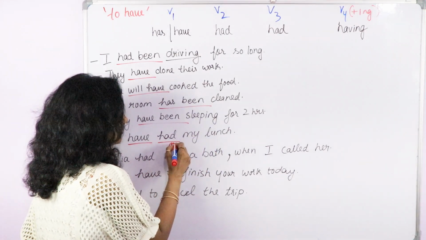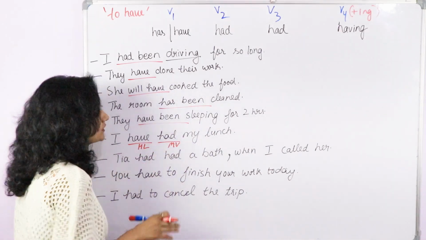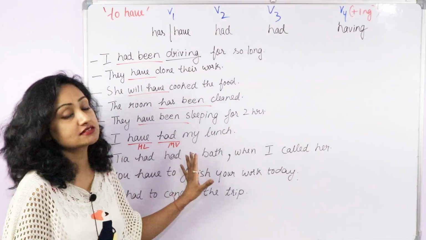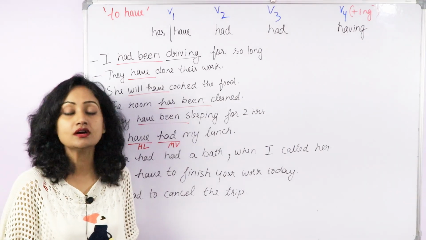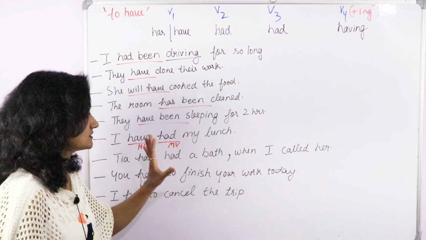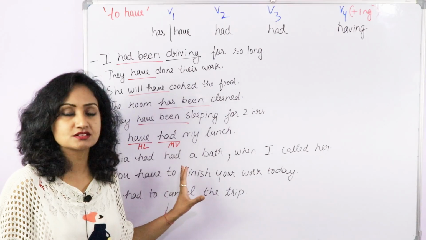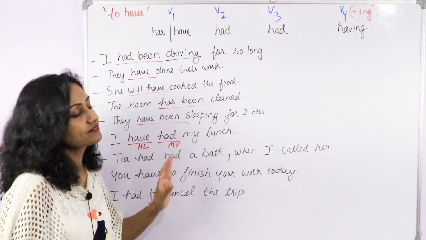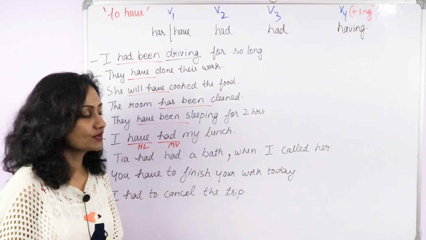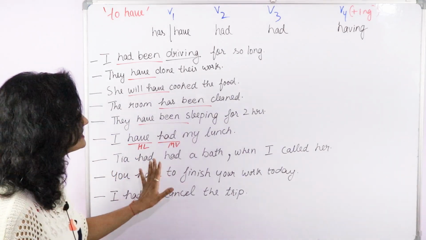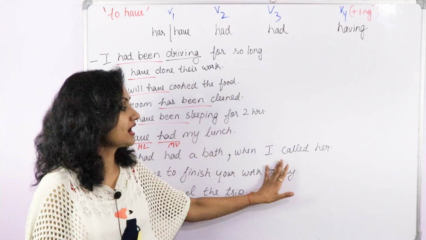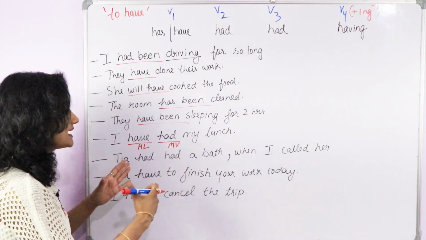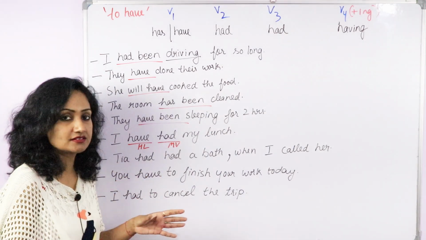So this is the main verb and this is a helping verb. Whenever you come across any such sentence, don't think that it's wrong or incorrect, because this way we frame sentences wherein both have different meanings. Now, Tia had had a bath when I called her. So it's not an incorrect sentence.